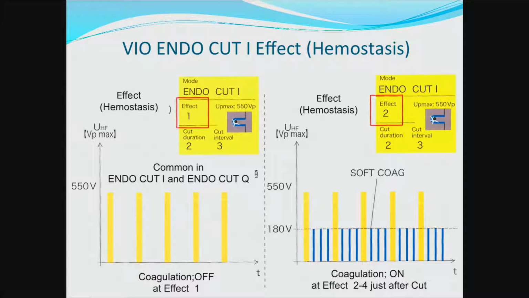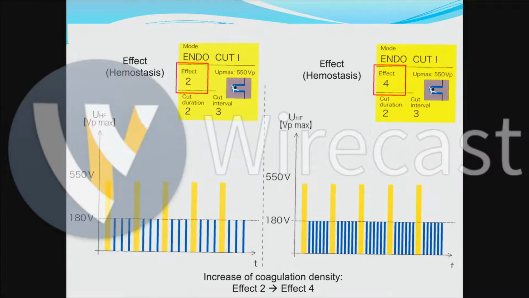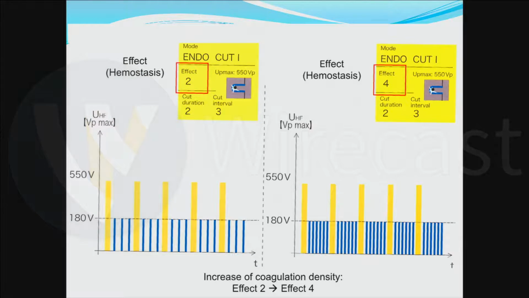In end cut I effect, hemostasis is regulated by 4-level effect, and the coagulation intensity in between each duration is selected by effect. In end cut I, coagulation is off at effect 1, and coagulation on at effect 2. Coagulation density increases from effect 2 to effect 4 by increasing frequency wave pattern, even though the voltage is only below 180.